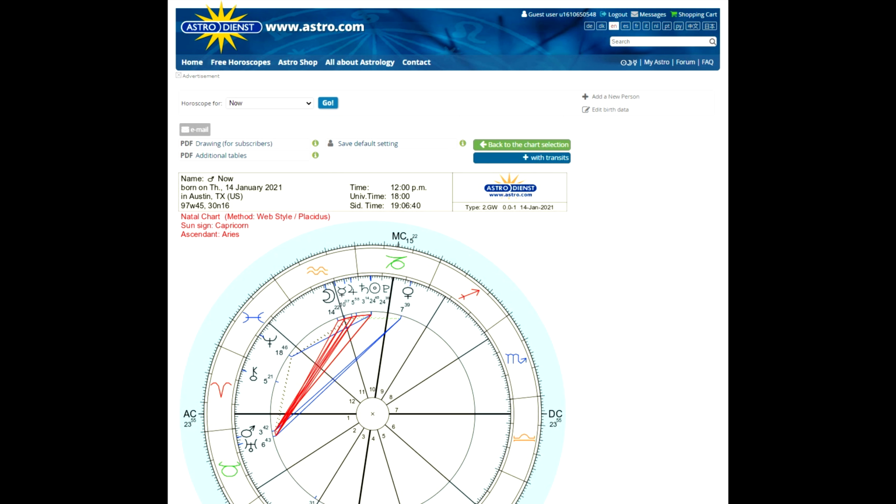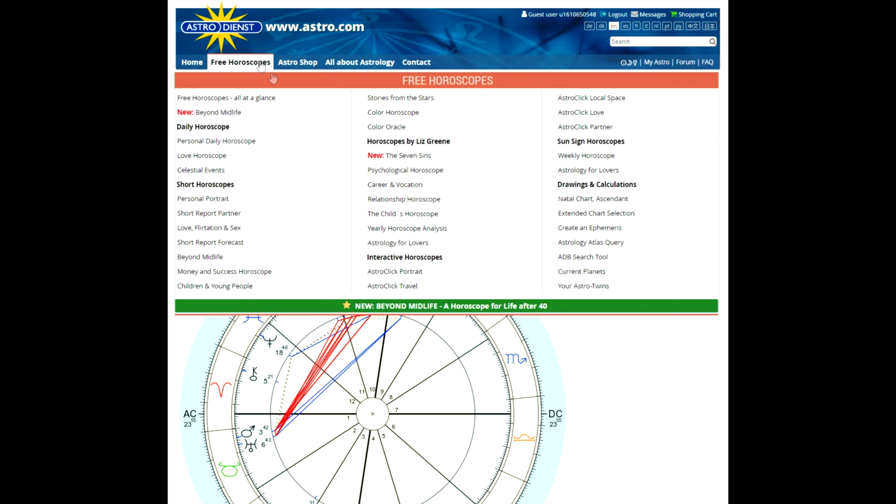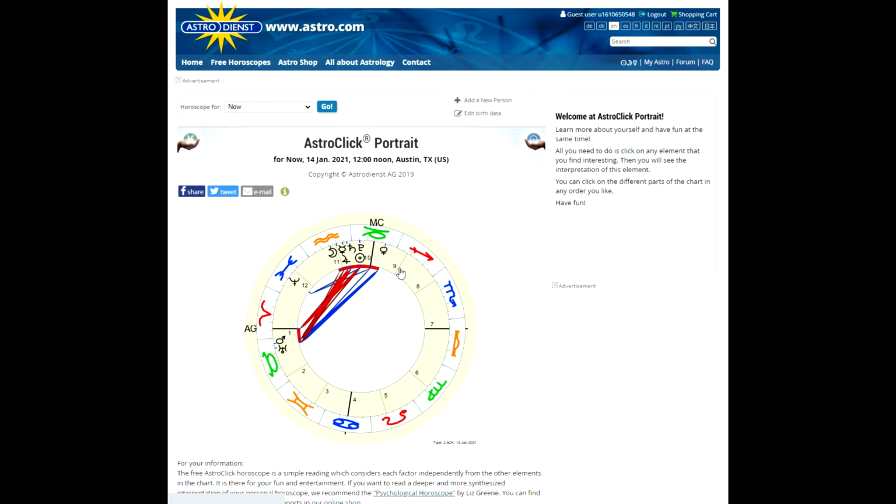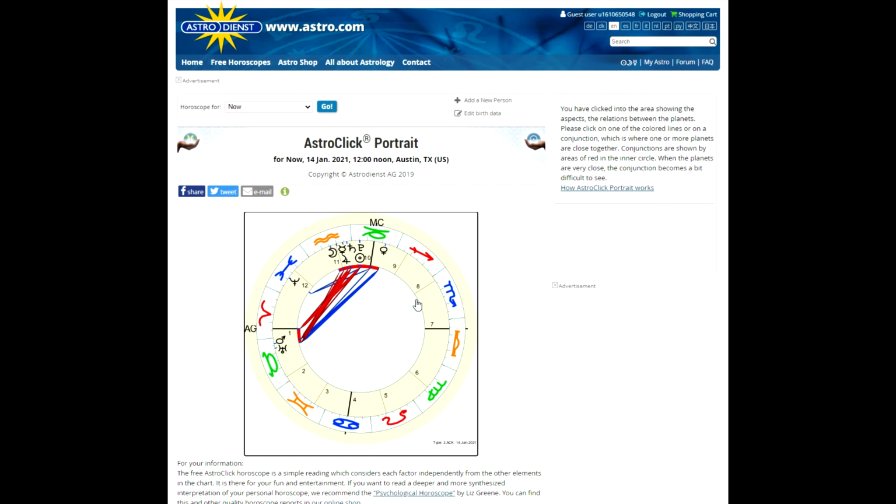So one tool that I think is actually very helpful, but kind of buried within Astro.com's site, is called the AstroClick Portrait. And you can access it by going up to Free Horoscopes and clicking on AstroClick Portrait. And it'll take you right here to this page and show you this chart here. Now, I actually had a little bit of a problem accessing it because initially, when I made this chart for this moment in time, I selected it as an event chart. But because this is something that they consider one of their auto-generated report features, they require you to choose a gender. So you have to go back and choose either male or female.